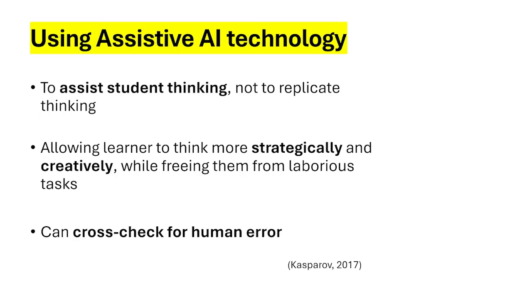While using AI in the current classroom today would be controversial and met with challenges, it is reiterated that it would be used to assist in students' thinking and not to replicate it. This allows the learner to think more strategically, creatively, and to engage with higher order thinking skills. Students can also use AI to cross-check for human error.